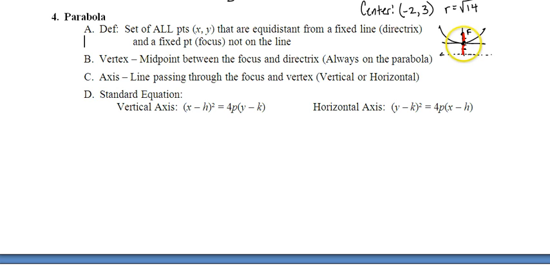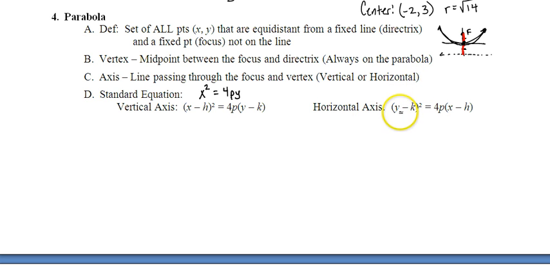So if your vertex happens to be at the origin, well, then we know that we have x squared equals 4py, because your h and k would be equivalent to 0. And usually whenever I have a vertical axis, or whenever I see x squared, we know that x squared opens up. We've dealt with that so many times.